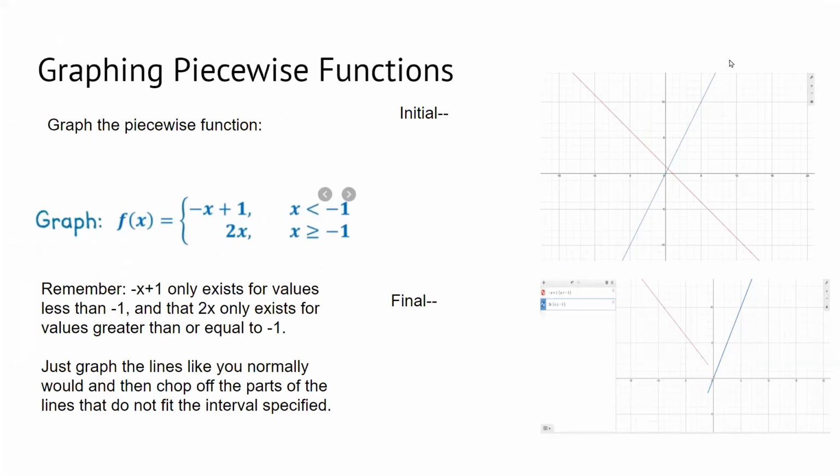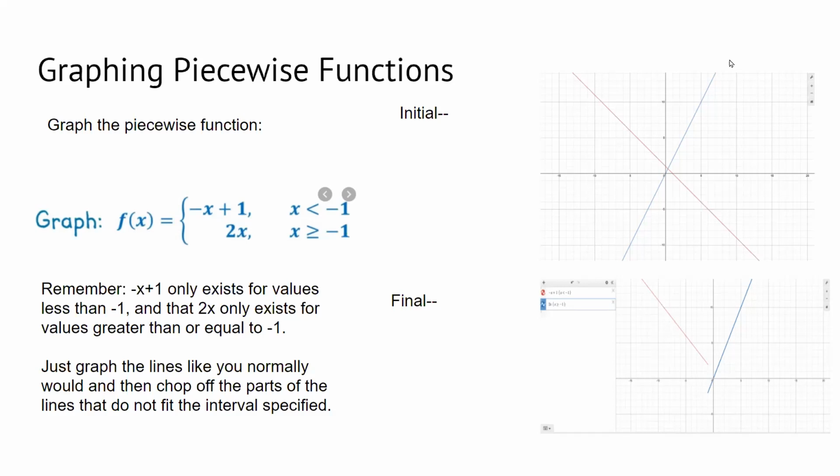So now we can talk about graphing piecewise functions. So we have the function: if x is less than -1, then the function is negative x plus 1, and if x is greater than or equal to -1, then the function is 2x. So first we graph the lines like normal. So you would just graph negative x plus 1 and 2x normally.